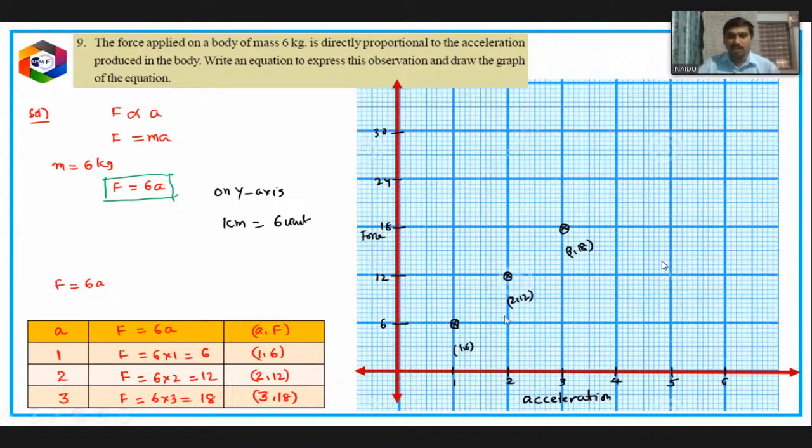So observe, children, clearly. Here I am going to draw the line. Observe here. So this is the line which is passing through all these 3 points. Observe keenly. So this is the line and this is the equation of the line, F equals MA. So this is the 9th question, which is connected to physics. So F equals MA. It was asked to draw the graph, and this is the graph. I think it is clear for everyone. So I'm going to move to the next question, children.